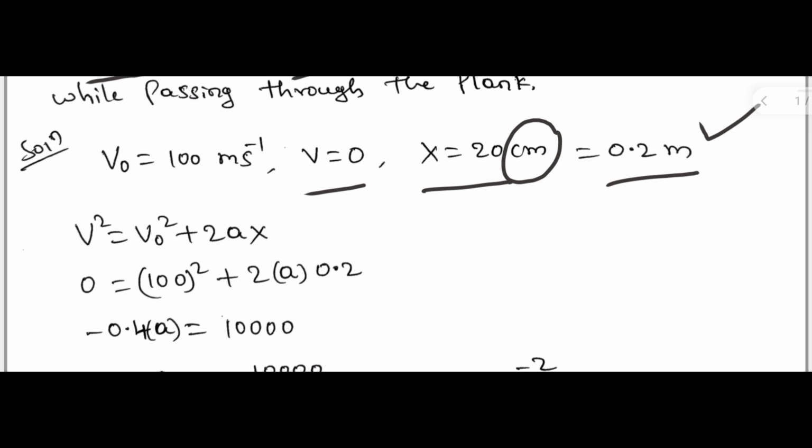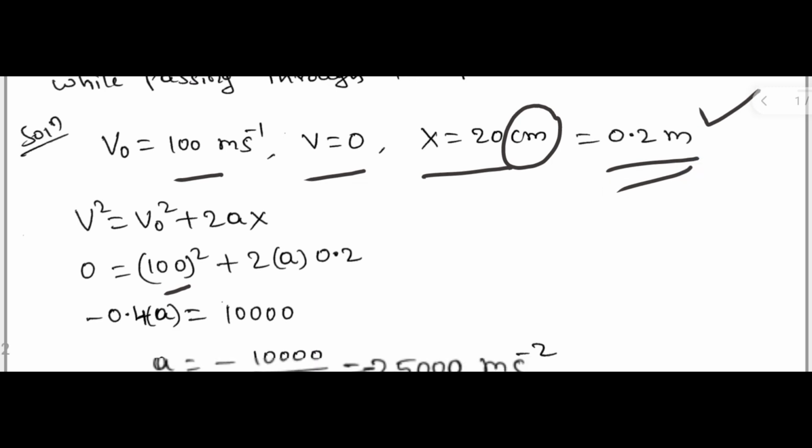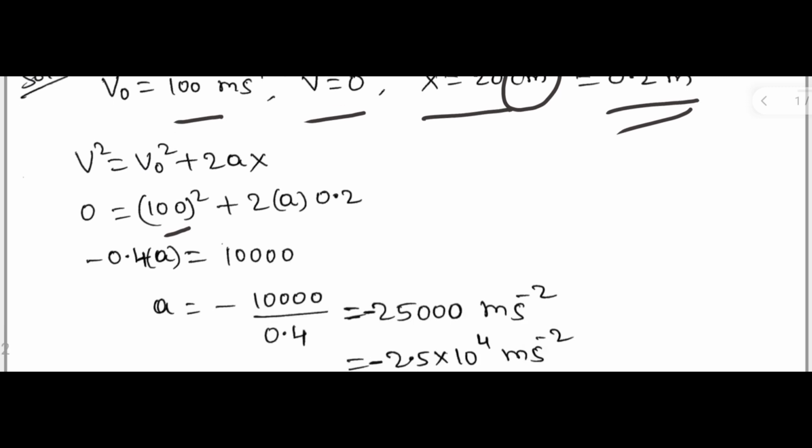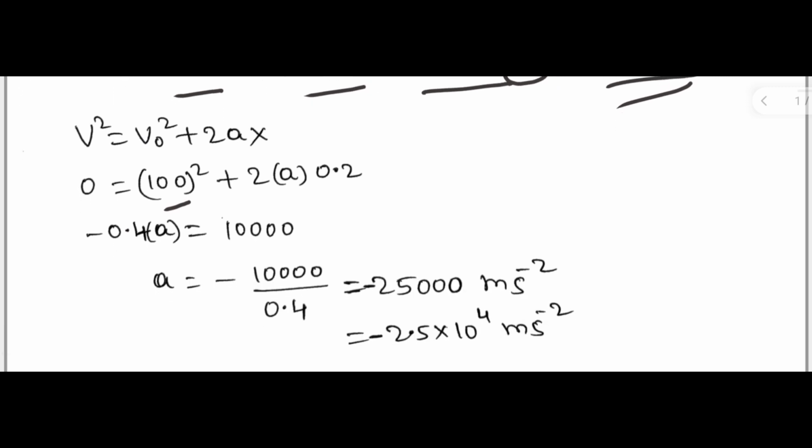V means final velocity, that is 0, which equals v naught square, the initial velocity, 100 meter per second, 100 square, plus 2a, a as it is, x means distance interval, that is 0.2 meter. After interchanging the terms, we will get the acceleration: a equals minus 25,000 meter per second square.